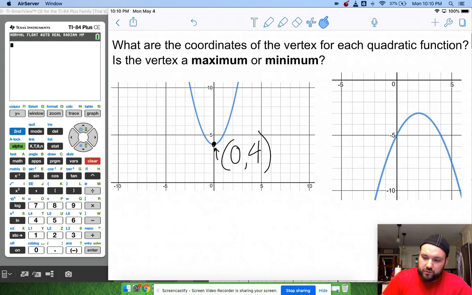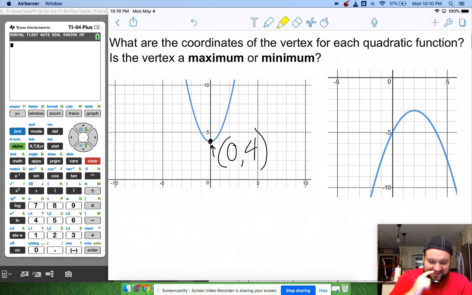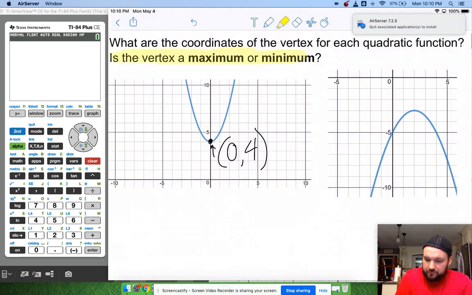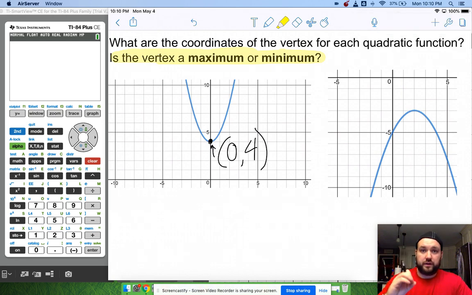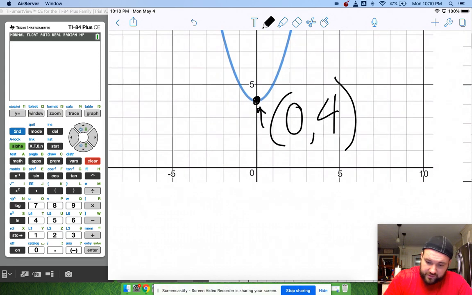And the second question we're going to talk about with this is the vertex a maximum or a minimum? And with regards to that, we're talking vertically. So is the vertex at the bottom of the graph, which would be a minimum, or is the vertex at the top of the graph, which would be a maximum? This one is clearly at the bottom of the graph, so this is a minimum.